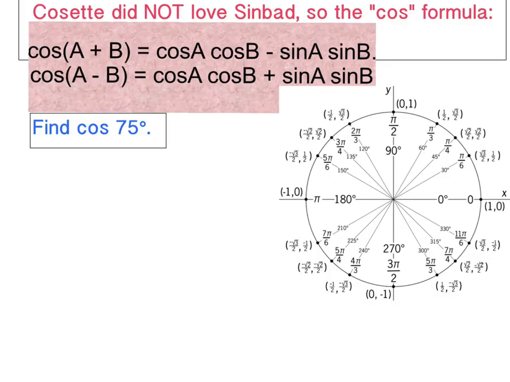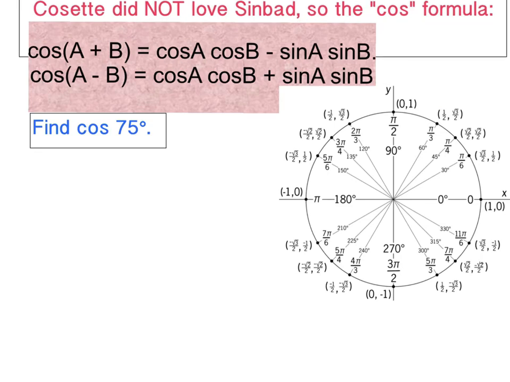Okay, now let's look at the cosine formula. Recall, Cosette did not love Sinbad. So the formula for cosine is a little different. Cosette, she didn't sit with Sinbad when they went out on dates. She sat with her sister, and Sinbad sat with his brother. And she told everybody that their signs were different. Adding changes to subtraction, subtraction changes to adding.